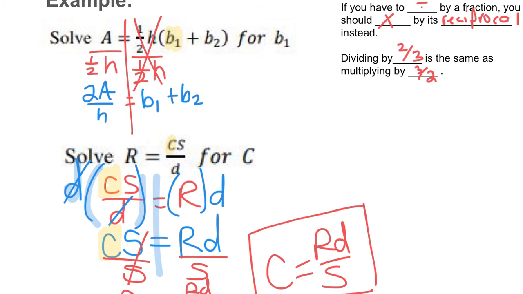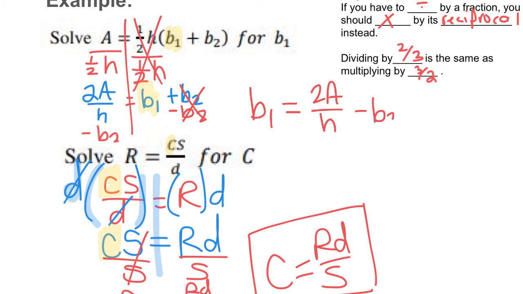Okay, so from here, all I have left is to get rid of that b2, because I want b1 by itself. And so since b2 is being added, I can subtract it. Now this gets a little bit weird. So that leaves me with b1 is equal to, you can't subtract b2 from any of this stuff. So I end up with 2a over h minus b2. And that is the solution.